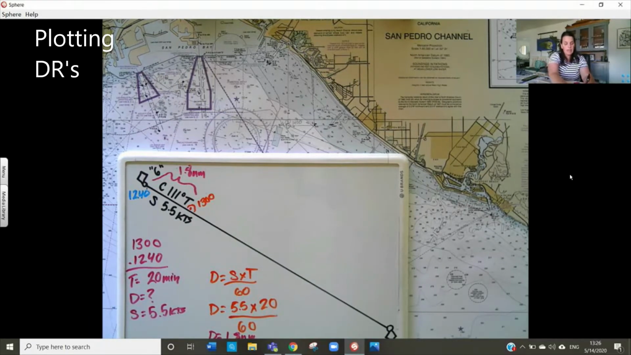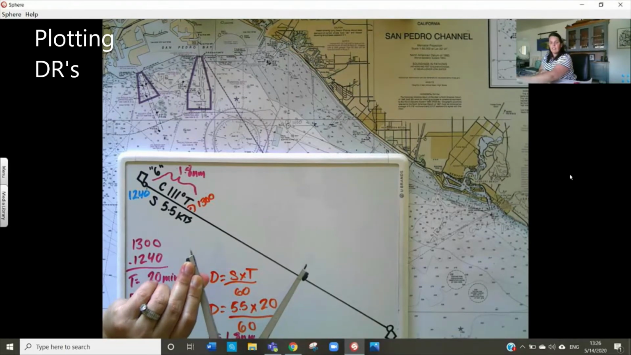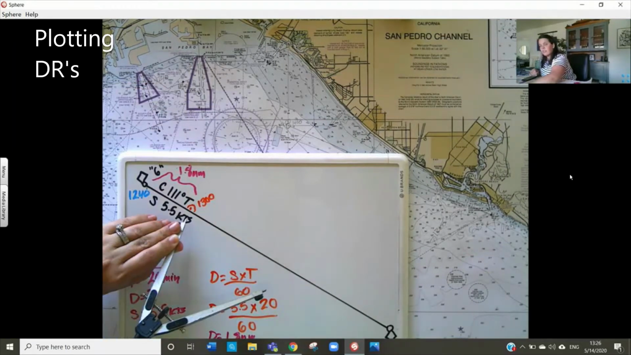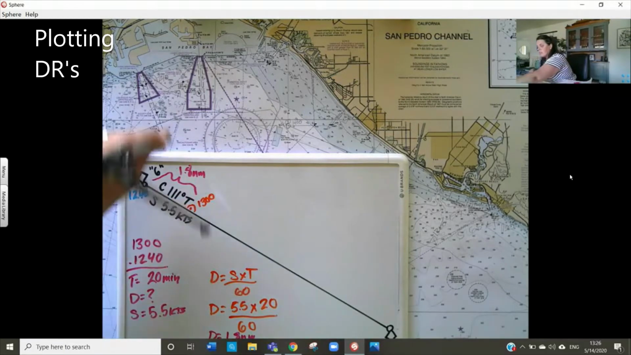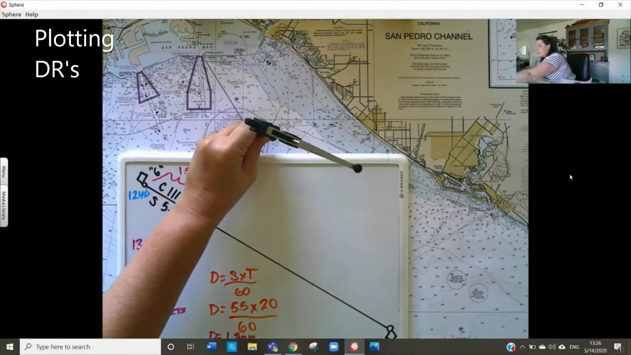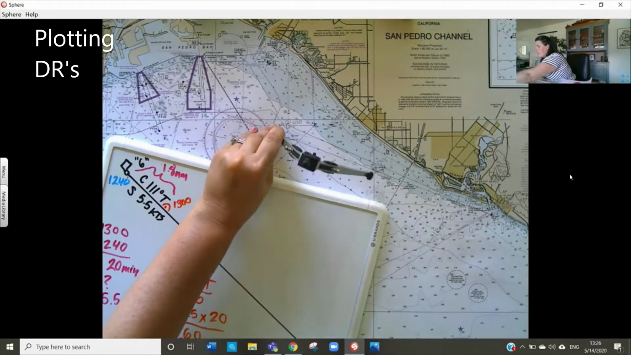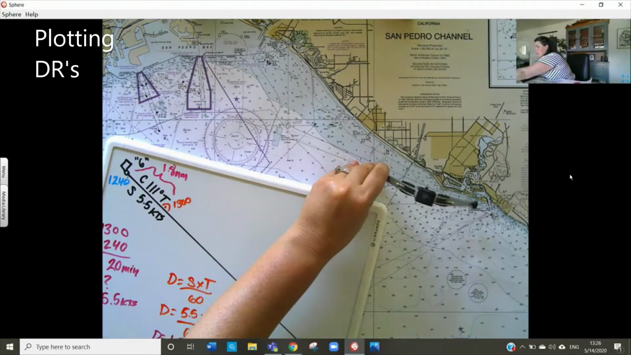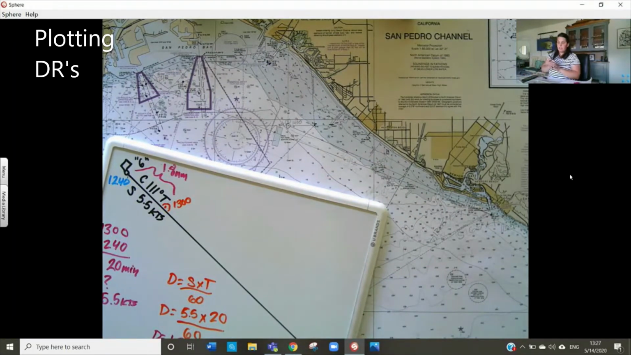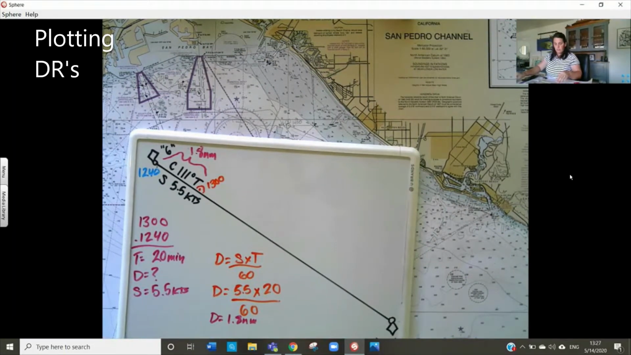So I'm going to get 5.5. So now I have a distance of 5.5, and from my 1300 position, so I start at my 1300, and I can mark a 1400 position, a 1500 position, a 1600 position, and I can't go past that for the hours. So let me do that on the whiteboard for us.